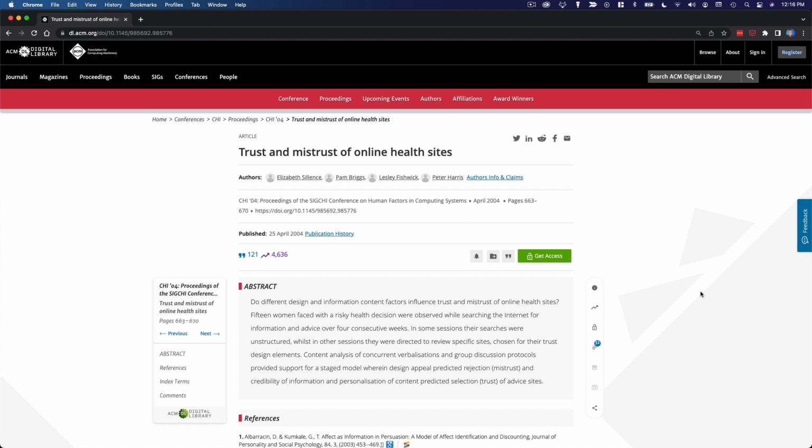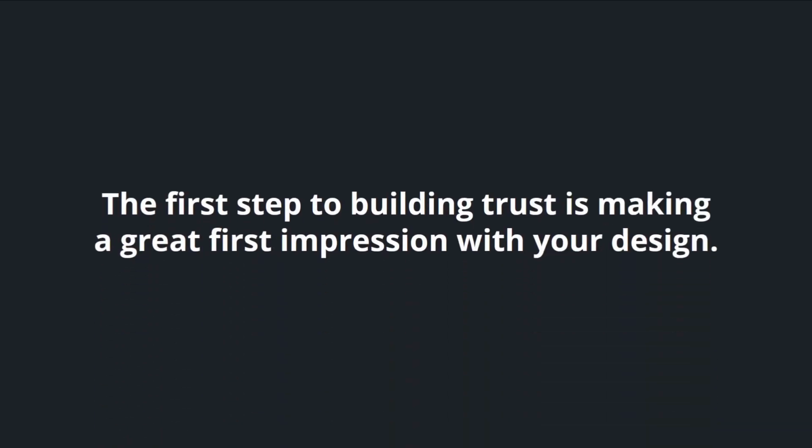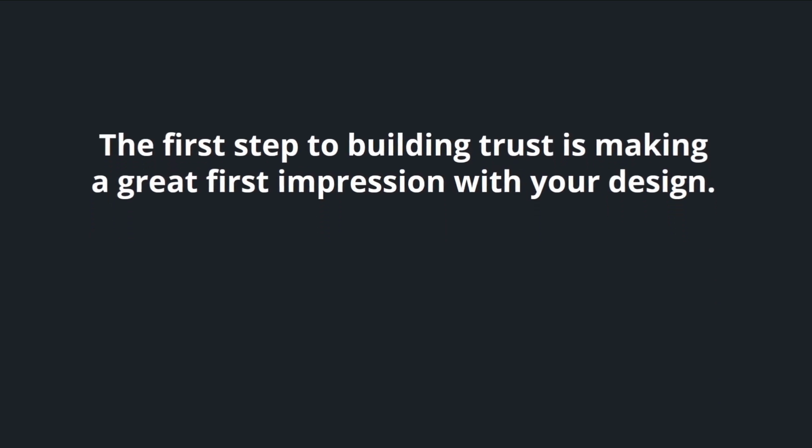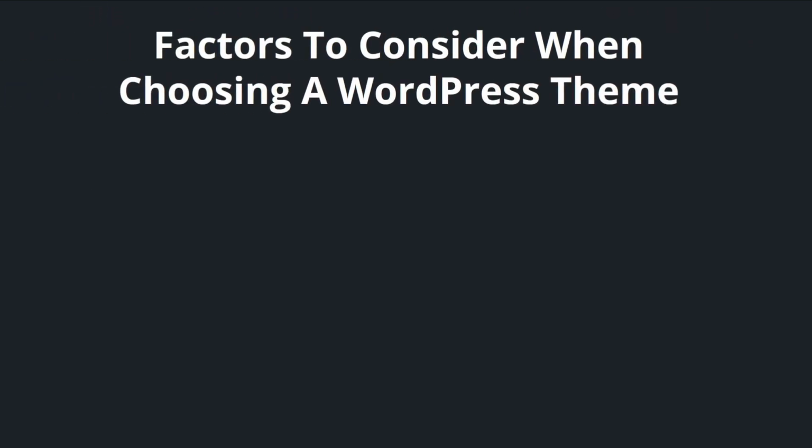And we all know that trust is a key element in accomplishing anything with a website, whether you're trying to get people to buy from you or give you their email address or even just read and share your content. They have to trust you. And the first step to building trust is making a great first impression with your design. So then the question is, what makes a good design? A lot of that is going to depend on your brand and the way you want to present yourself. But what I can offer you here are a few principles that you'll want to keep in mind regardless of what type of website you're building. These are the qualities you'll want to see in whatever WordPress theme you end up using.